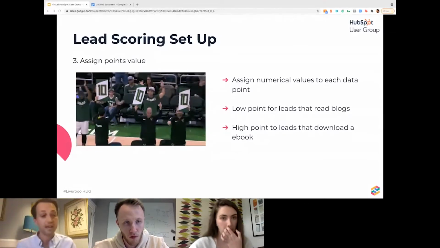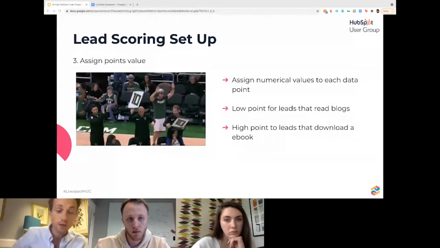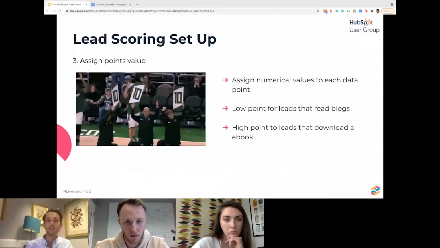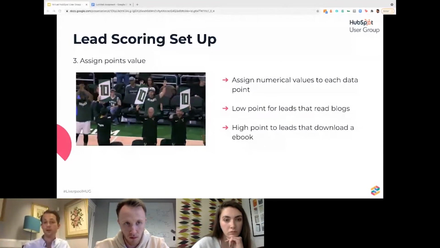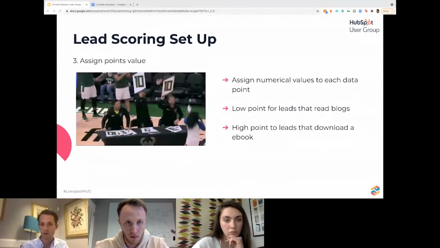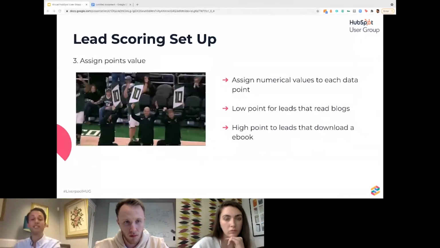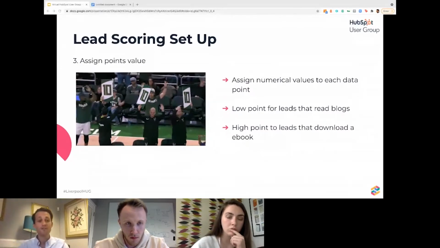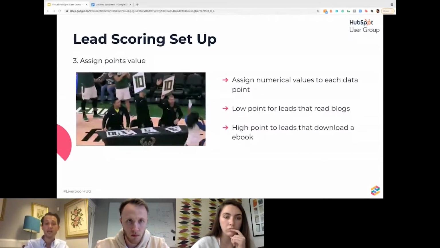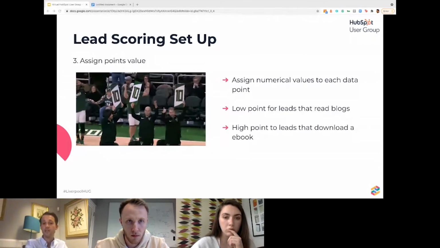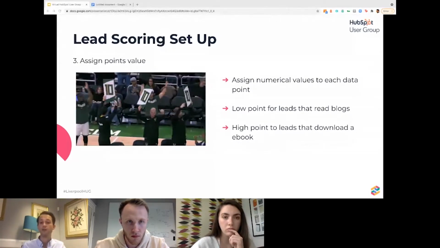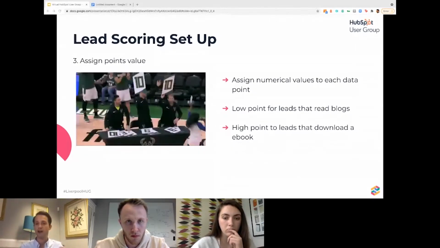And thirdly, examine your marketing analytics. So analyze the data relating to all your past marketing campaigns. Which ones have generated the most leads? Or more importantly, which campaigns generated the most customers? So if you find that a specific piece of content has a high conversion rate, then you might want to assign a higher points value in comparison to other areas.